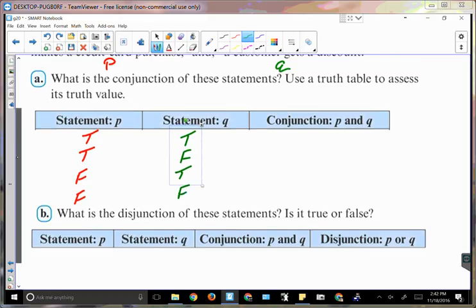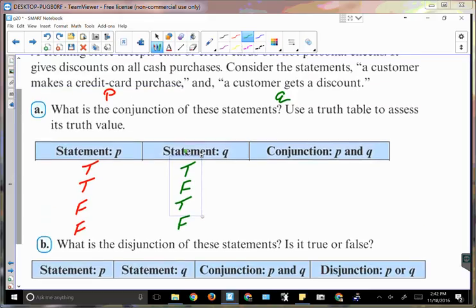So now, if this statement is true, true, true, true, true, false, false, false, true, false. What about false, false? What will that be? True? Why? That's what the table says for and, that it has to be both.